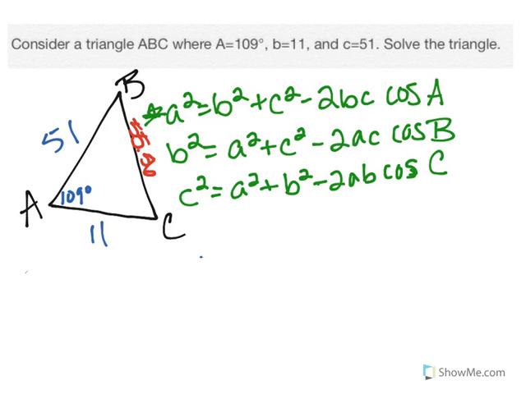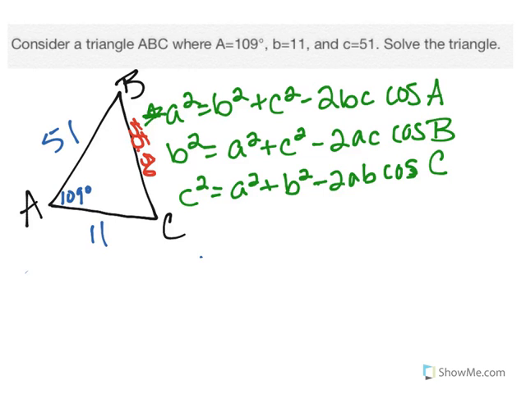But the problem here is that all of these formulas require that we have an angle. So what you could do is plug in all of the sides and solve them for the angles, or what's much easier is you can go back and use the law of sines to solve everything else. So that's what I'm going to do.